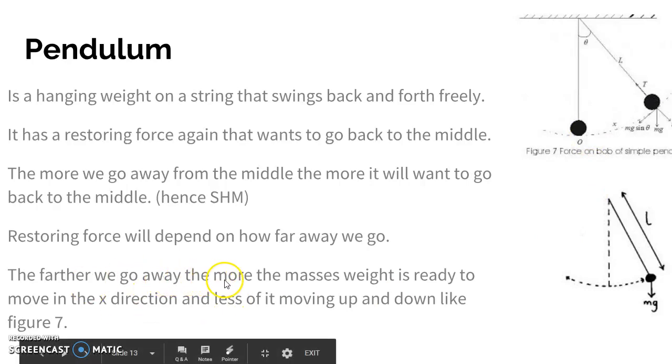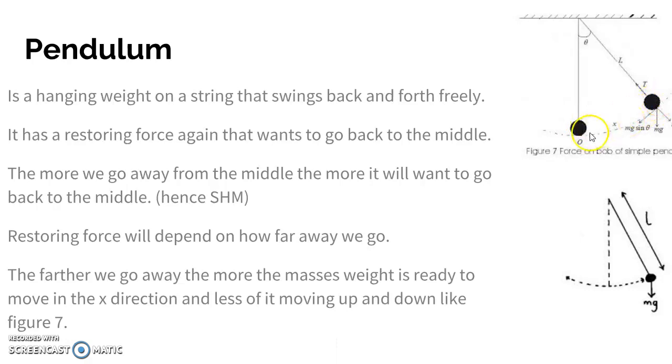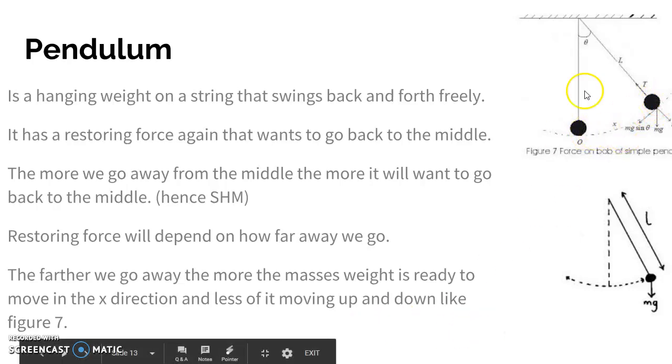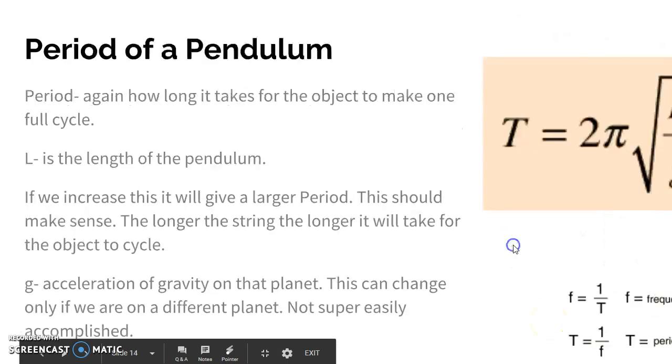Okay, so the further we go away, the more of the mass's weight is ready to move in the x direction and less to move up and down. That's just saying we're going to receive more force in that direction, like here in figure 7. We'll get into the data in a little bit.